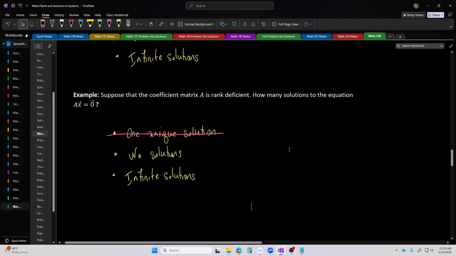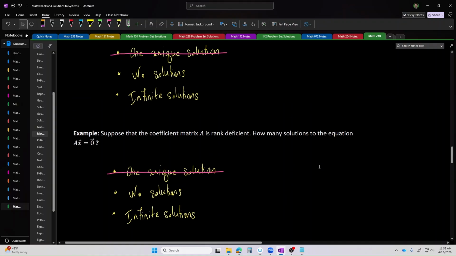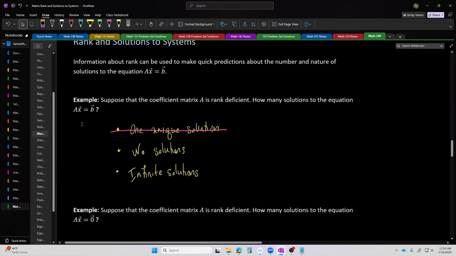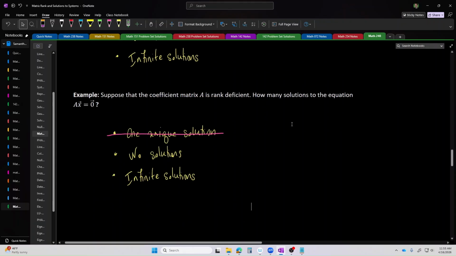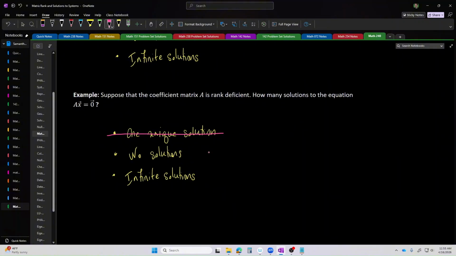Now, given that our matrix A is already deficient in its rank, we have already eliminated the possibility that there's one unique solution to this equation. So that's off the table. But let's also think about whether it's possible to have no solutions to this equation. I think in this particular case, we can also cross off the possibility that there are no solutions.